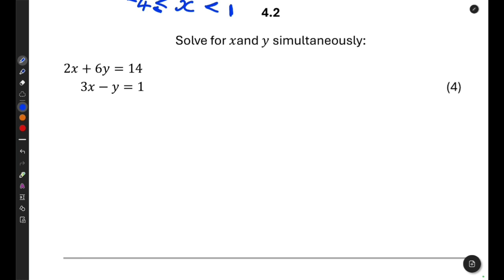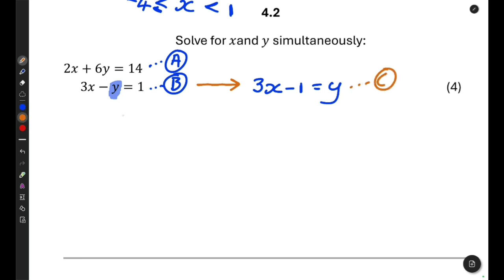In this specific case, I can see this y is going to be the easiest to get alone. So I'm going to go for substitution method. But like I said, you are more than welcome to use elimination. If I use substitution, I am going to call this equation A. You can call it equation 1 if you like, but I'm just going to go for an A. This original one would be B, but I am going to change it a little bit so that y is alone. So I'm going to say this is 3x minus 1 is equal to y, and I'm going to call that equation C.